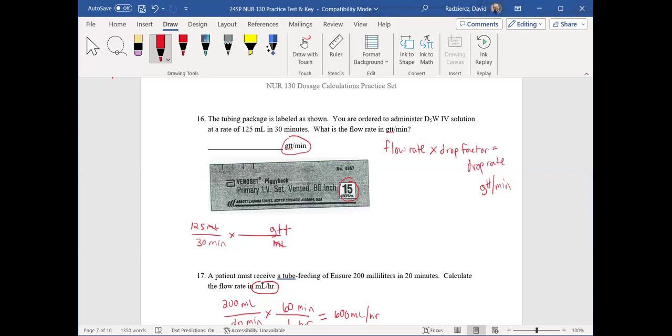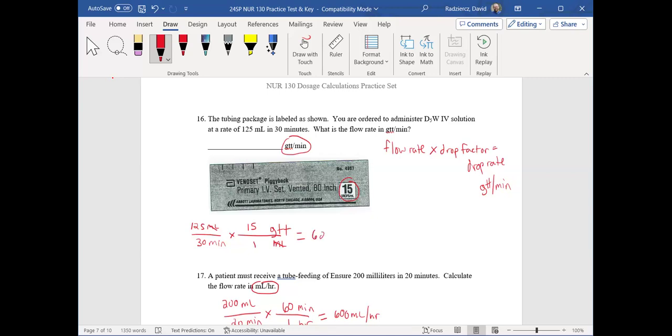All right, so this is going to be 15. This is going to be 1. And then we're going to solve for the equation. So I'm going to take 125 times 15, which gives me 1,875. And I'm going to divide that number by 30. And I'm going to get 62.5.